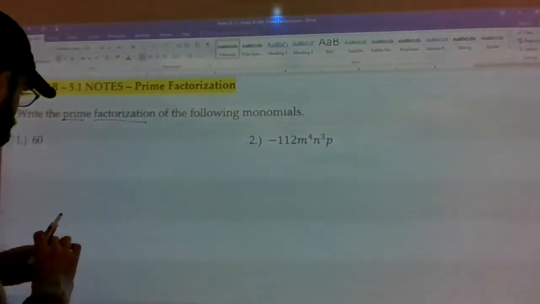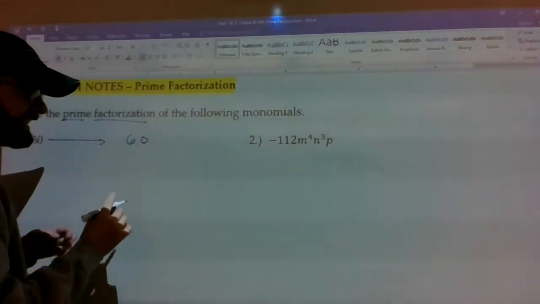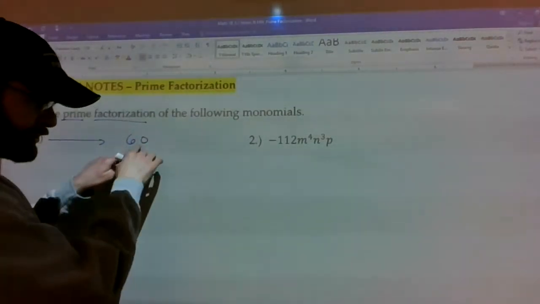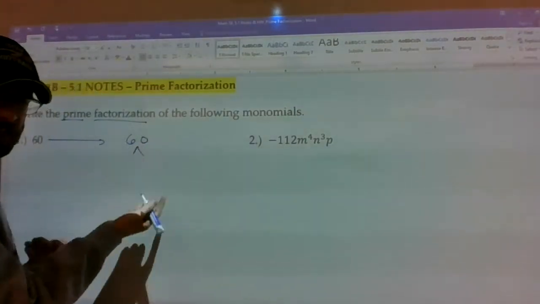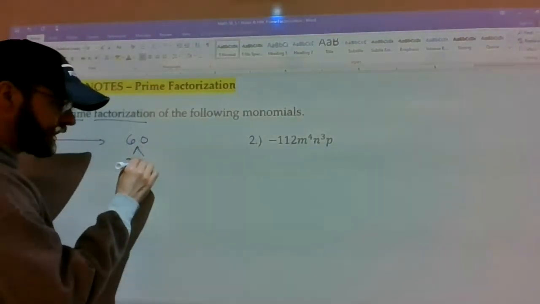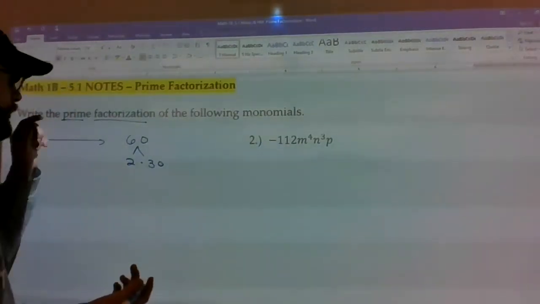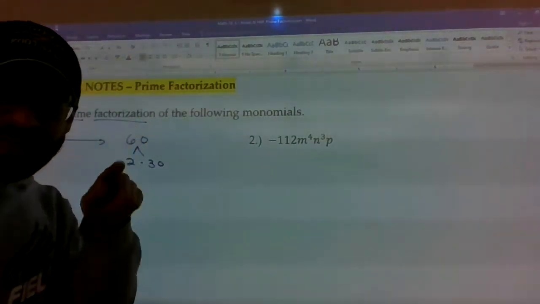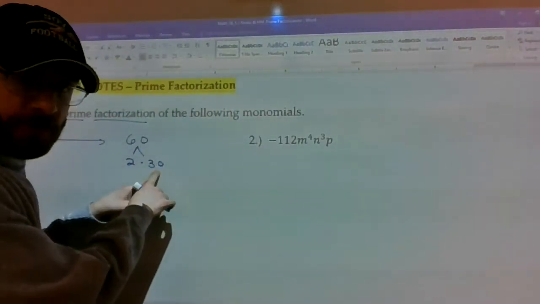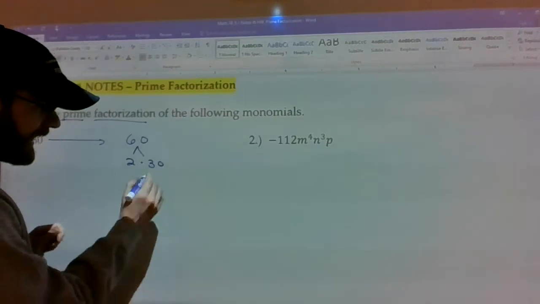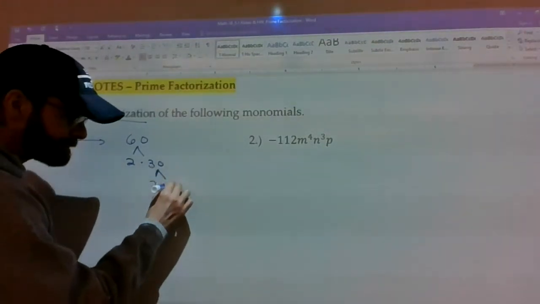Here's what I mean. If I were to take the number 60 and try to split it apart into two factors, I like when they're even by just cutting them in half. 2 times 30 would give me 60, okay? Now, prime factorization means keep breaking down the non-prime numbers. So 30 is not a prime number. I can break that now down into 2 times 15.